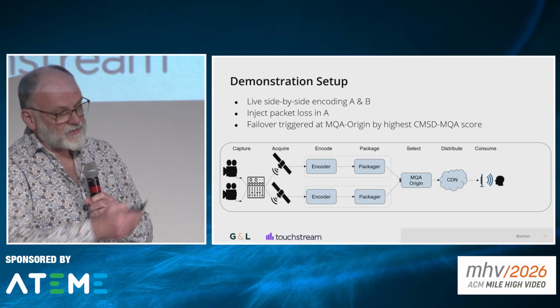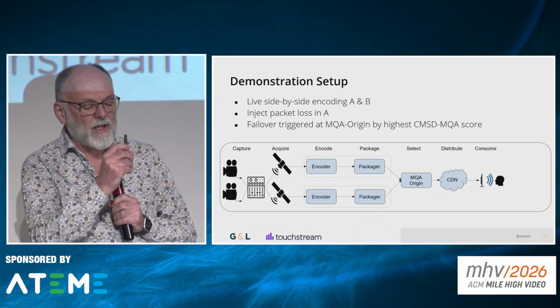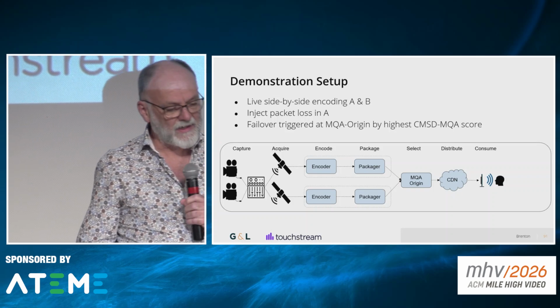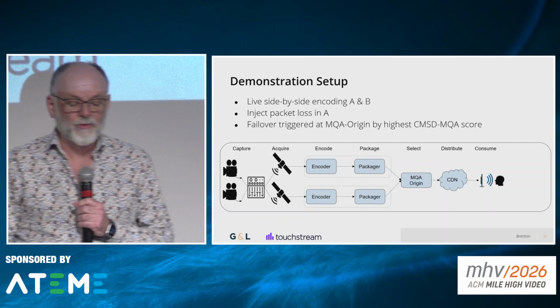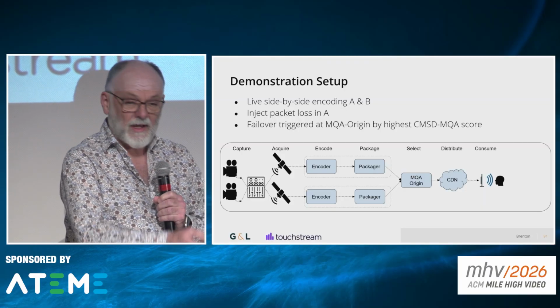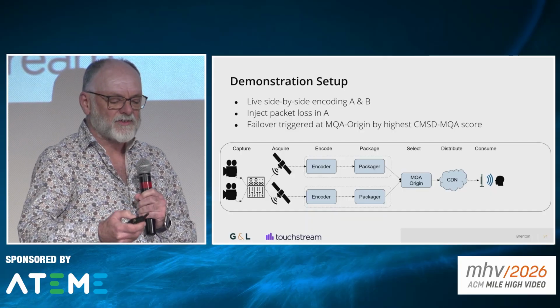Okay, so in this demonstration, we've got the two, A and B. What we're going to do is we're actually going to inject packet loss, just 2% packet loss, into the A feed, and that will trigger a failover to the secondary. And 2%, so we did 2% because that's kind of similar to a satellite rain fade.